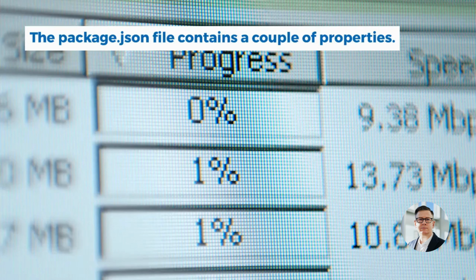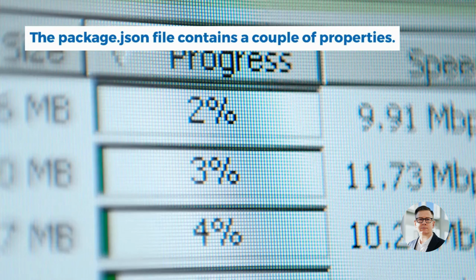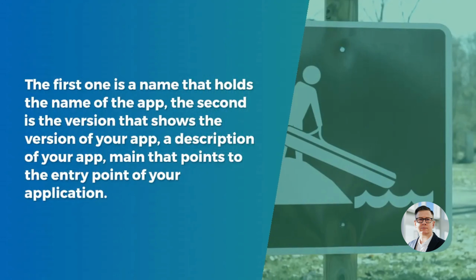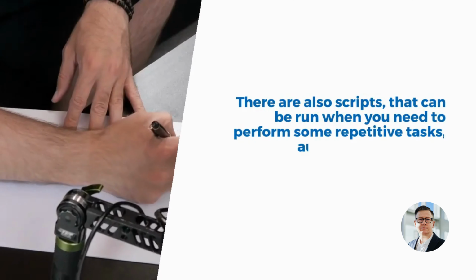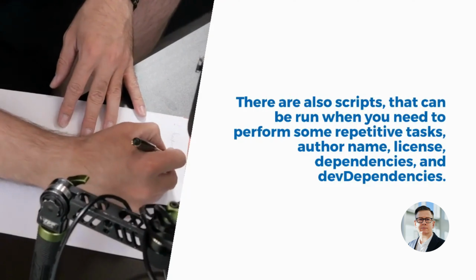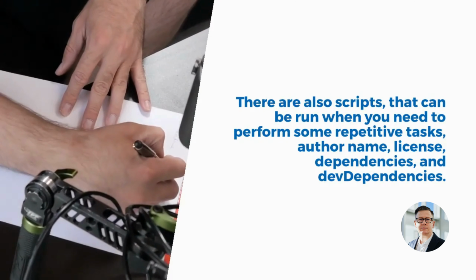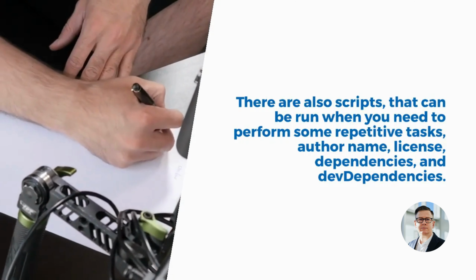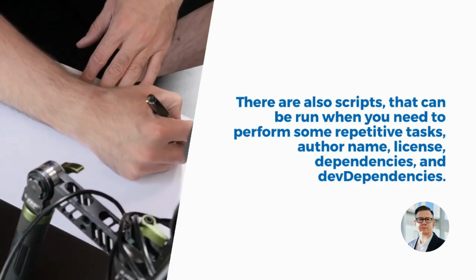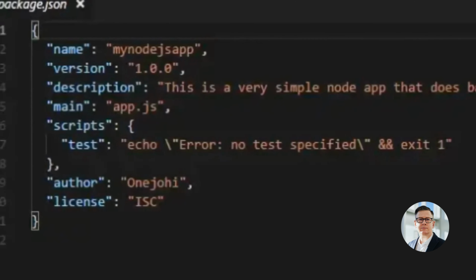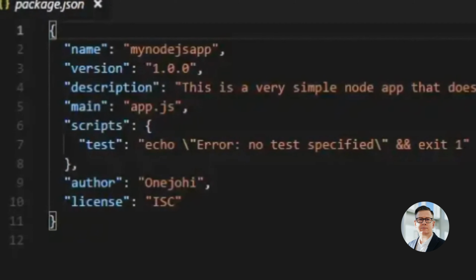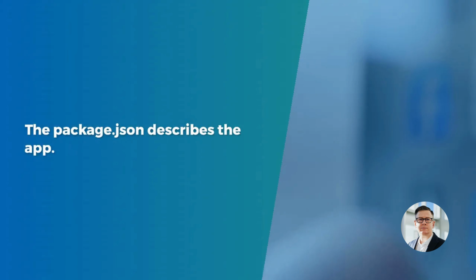The package.json file contains a couple of properties. The first one is a name that holds the name of the app. The second is the version that shows the version of your app, a description of your app, main that points to the entry point of your application. There are also scripts that can be run when you need to perform some repetitive tasks, author name, license, dependencies, and dev dependencies. The package.json describes the app.